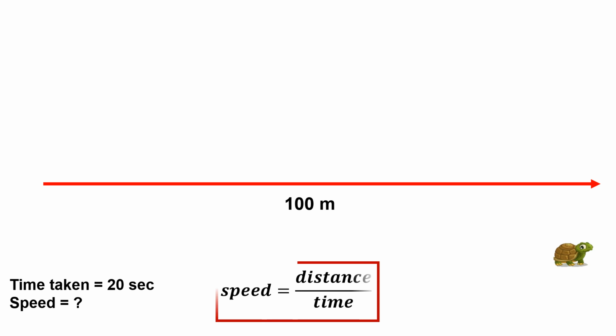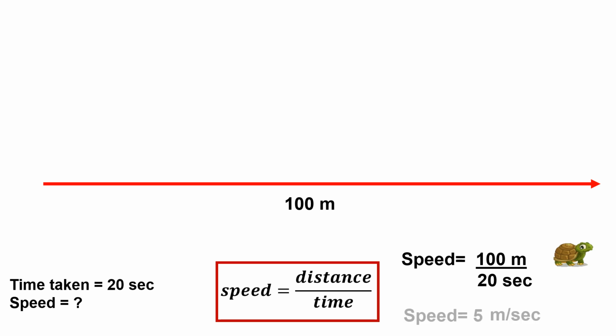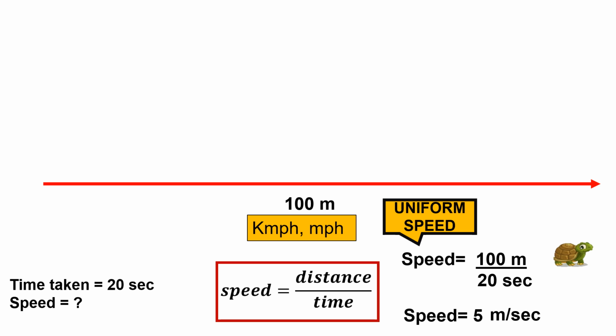As we know, speed is distance covered per unit time. So 100 meters divided by 20 seconds makes it 5 meters per second. Not to forget to mention the unit, meters per second. Other units like kilometers per hour or miles per hour can be used. We call this speed uniform speed.